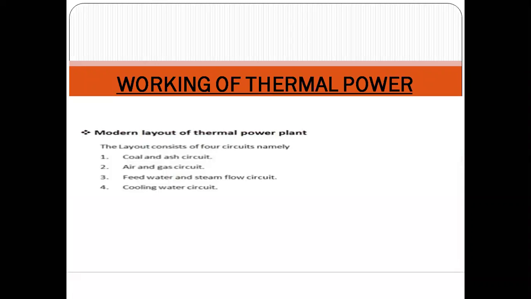So the working of a thermal power plant, as I have already explained, is that a modern layout of a thermal power plant basically contains four main circuits. So I have made a video for you which will help you understand the working of a steam power plant or thermal power plant in a better way. I request all of you to please watch the video carefully, and after that we will discuss.